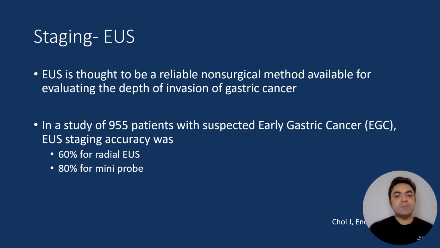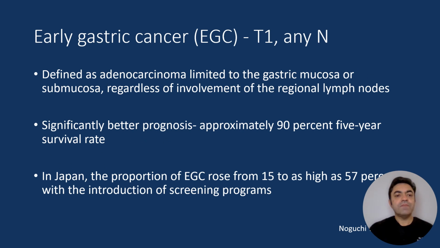And in a study with suspected early gastric cancers, EUS staging was pretty accurate, especially if a mini probe was used. So the early gastric cancers are defined as adenocarcinomas limited to the gastric mucosa or submucosa, and their significance is that they have a much better prognosis with approximately 90% 5-year survival rate. In Japan, the proportion of the early gastric cancer has risen from 15 to 57% with the introduction of the screening programs.